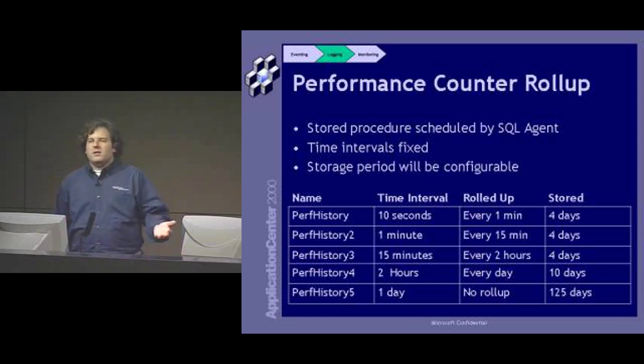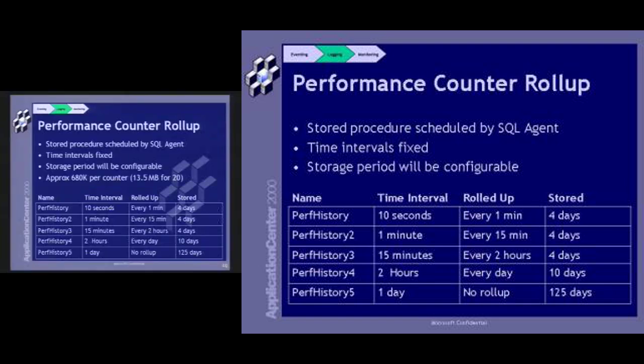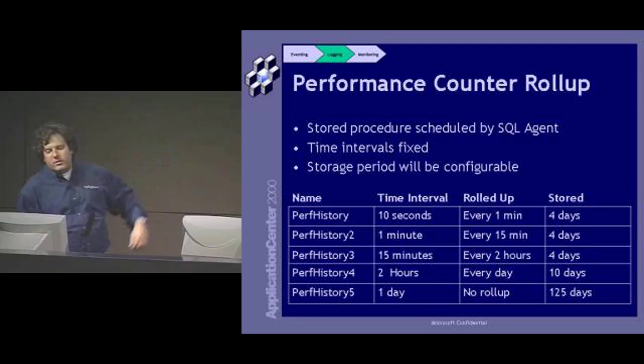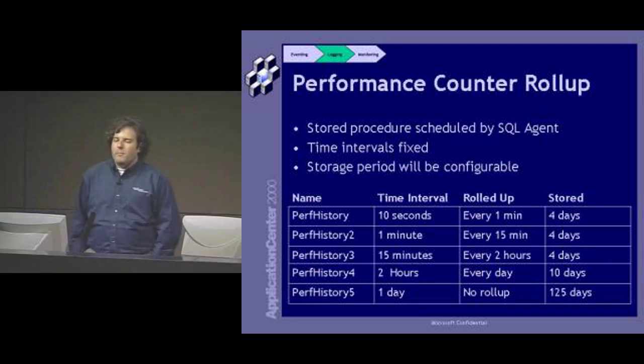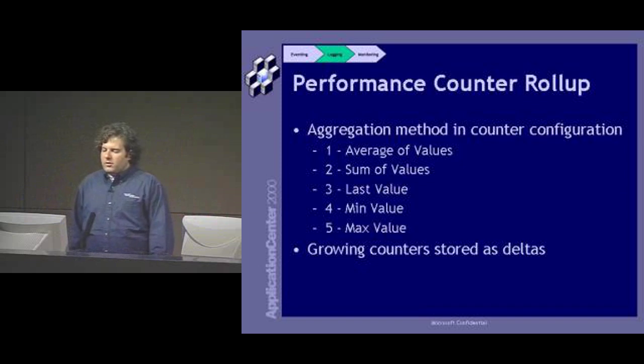So 4 days is nice to have fine resolution data in case something happened over a long weekend. You're back in the office on a Monday or a Tuesday, but it's valuable to have long-term trend data about what's going on your server. Unfortunately, this is pretty lean. Right now, we're storing about 680K per counter for those periods. That's about 13.5 megabytes for the 20 counters that we're looking at now. Again, we're perf testing this, and we'll have a better idea closer to beta.